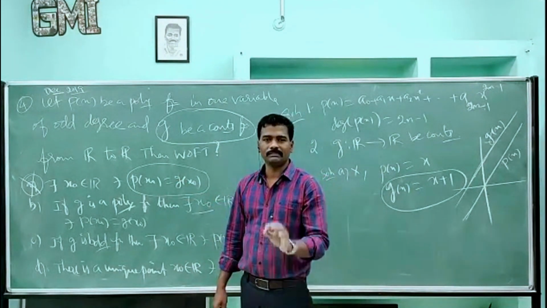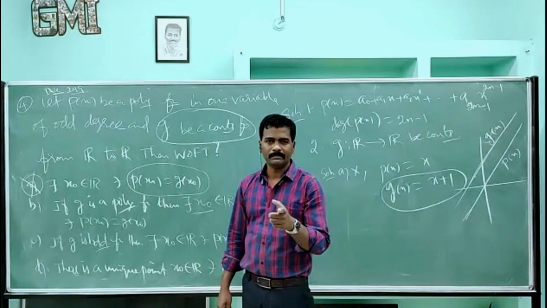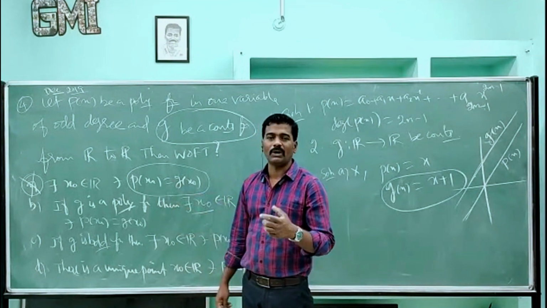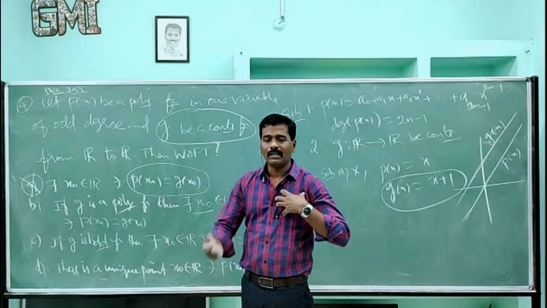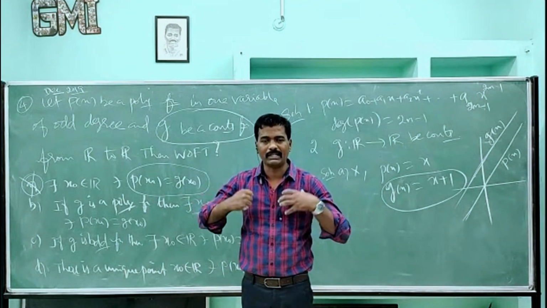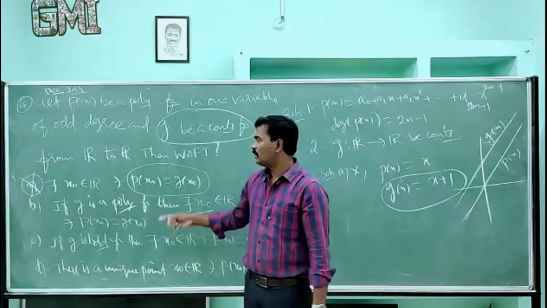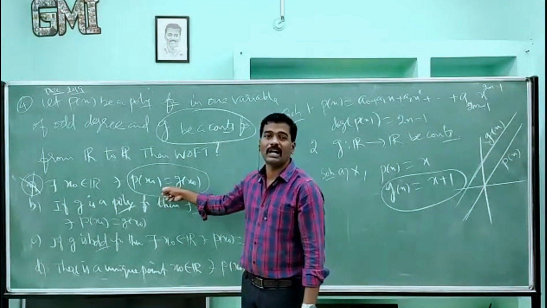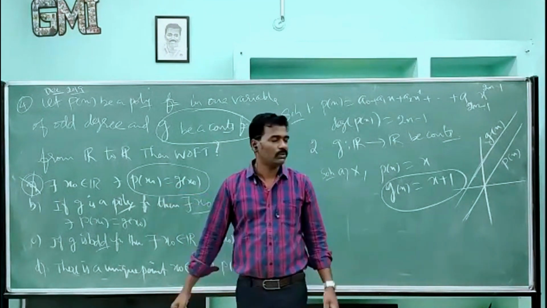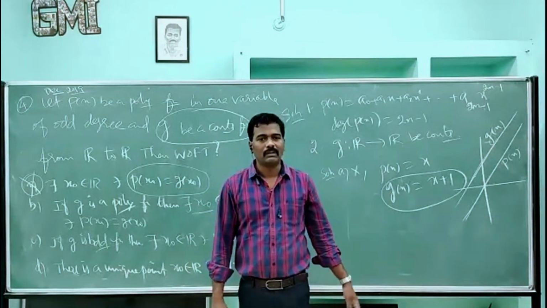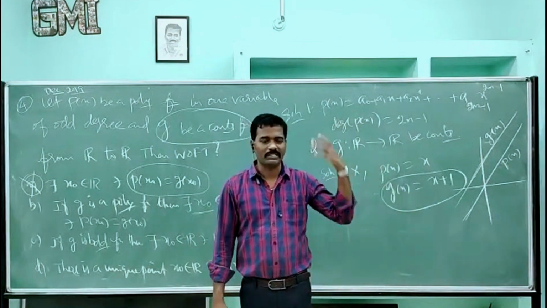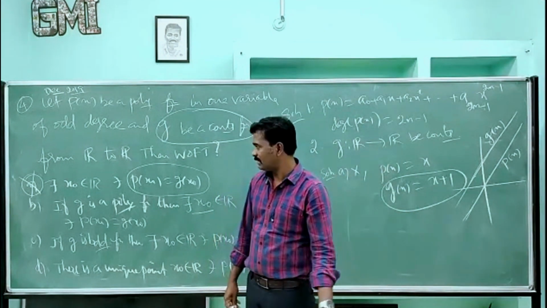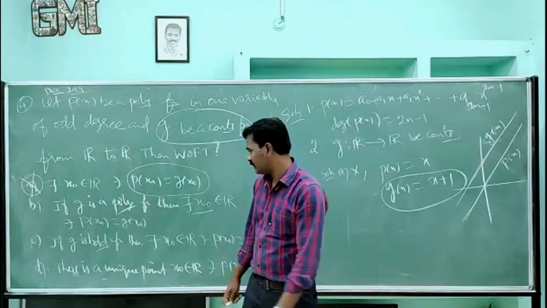Are you okay? Option A is not always true. I have an odd degree polynomial and I have a continuous function G, but they never meet. Therefore, this option is not always true. So you have to write this example. Not only this, there are a lot of examples. Anyway, I just wrote a simple example.